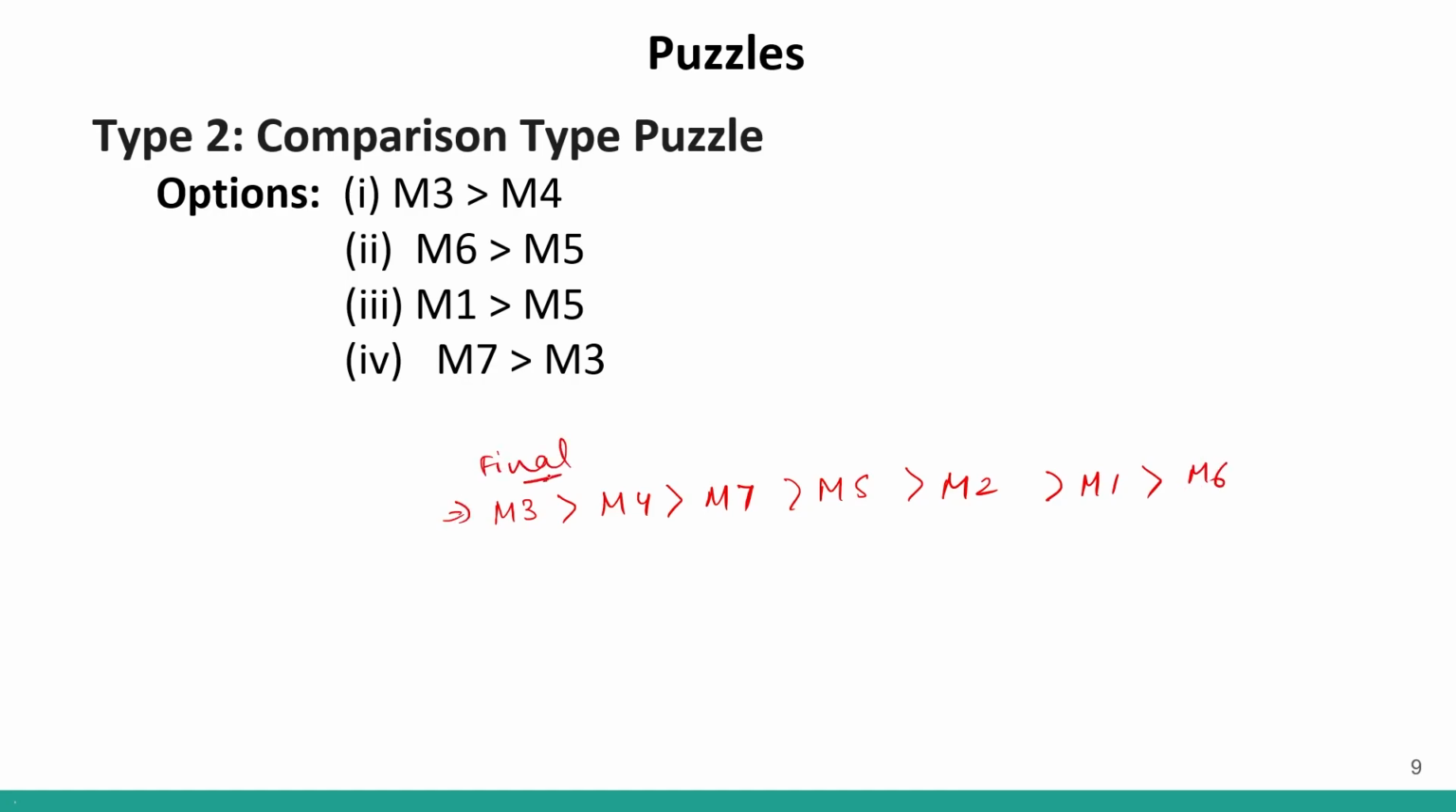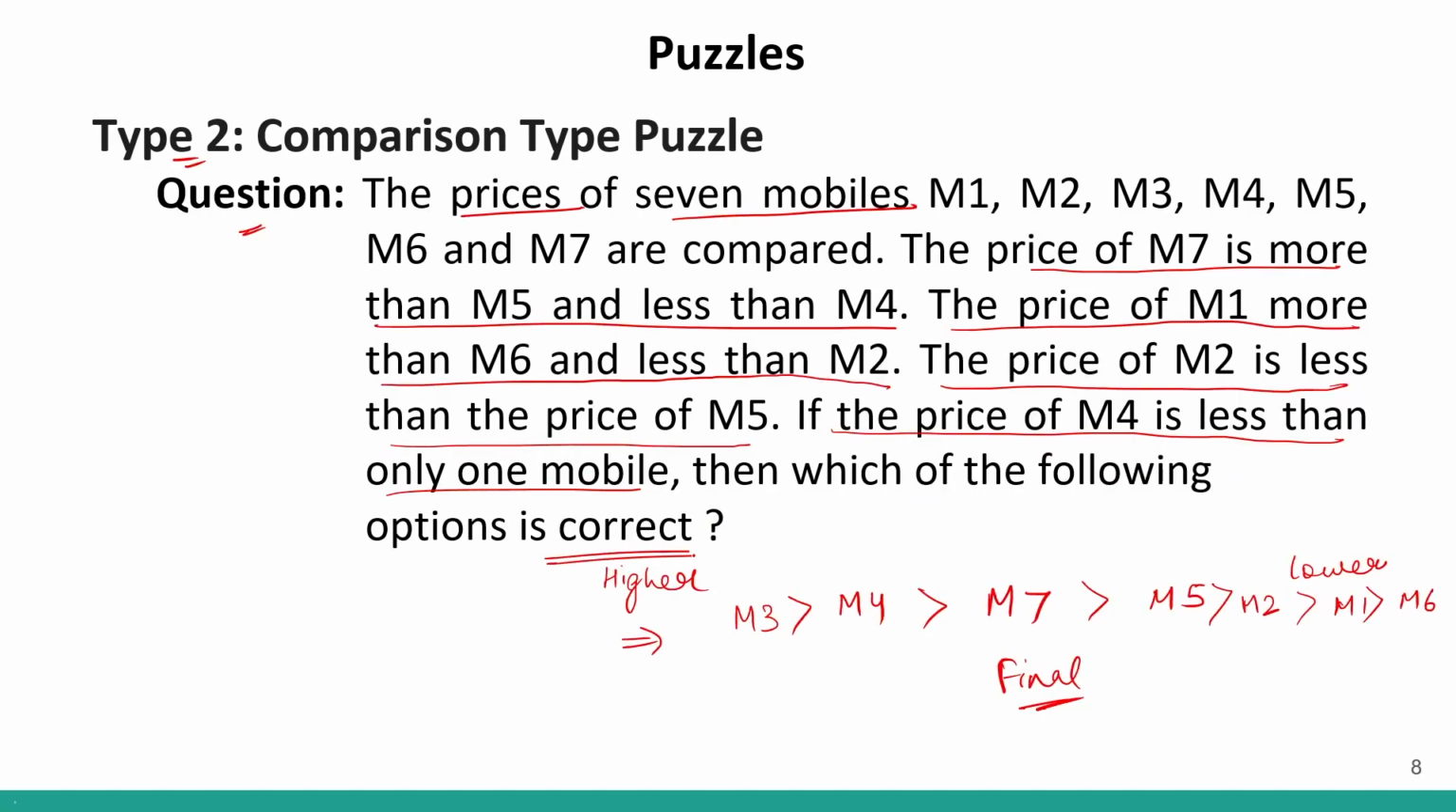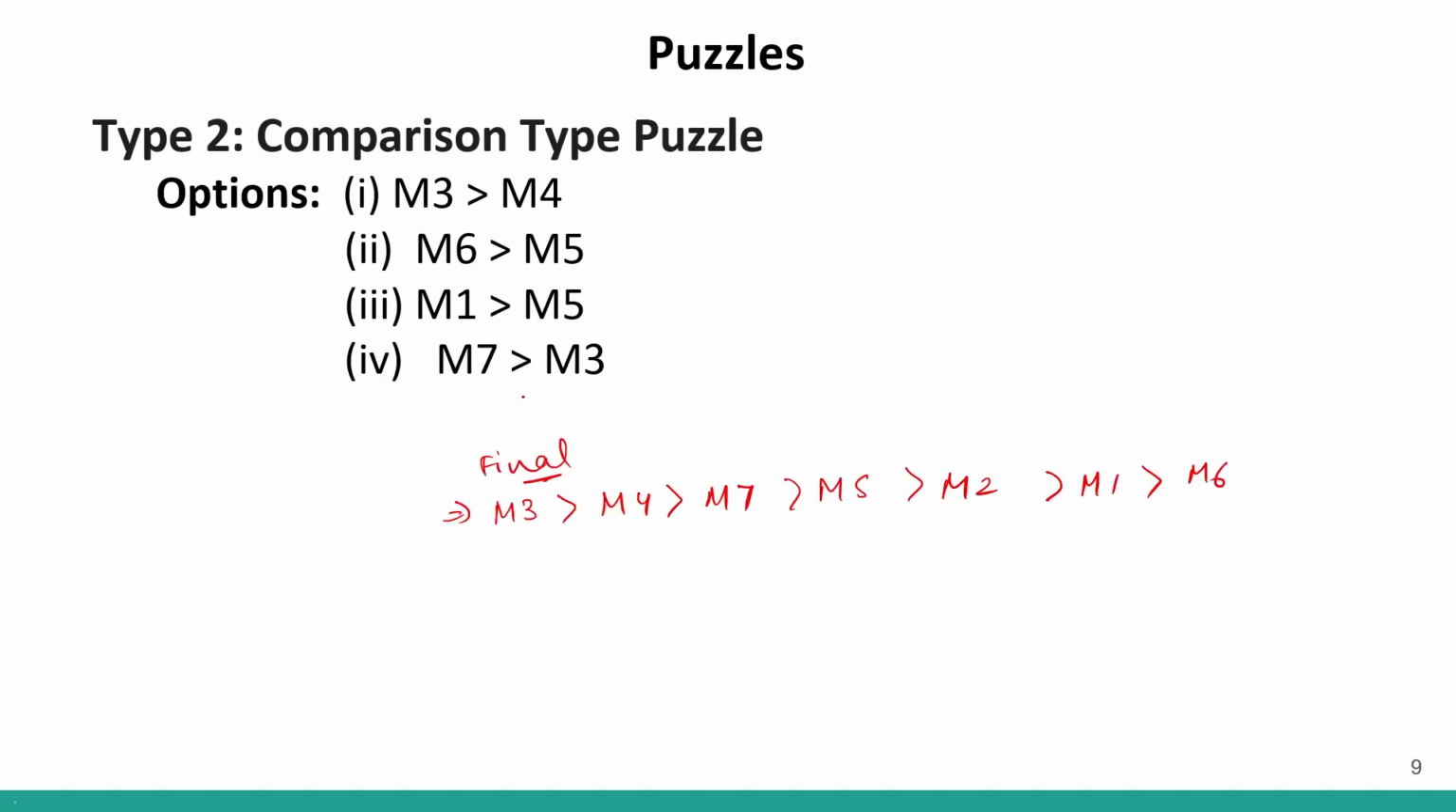Now we have to answer which of the following is correct. So these are the options. Let us see which of them is correct. M3 is greater than M4. Clearly this is correct, right? Option number 2, M6 is greater than M5? No, it is less than M5. So this is incorrect. M1 is greater than M5? M1 is definitely less than M5. So this is also incorrect.